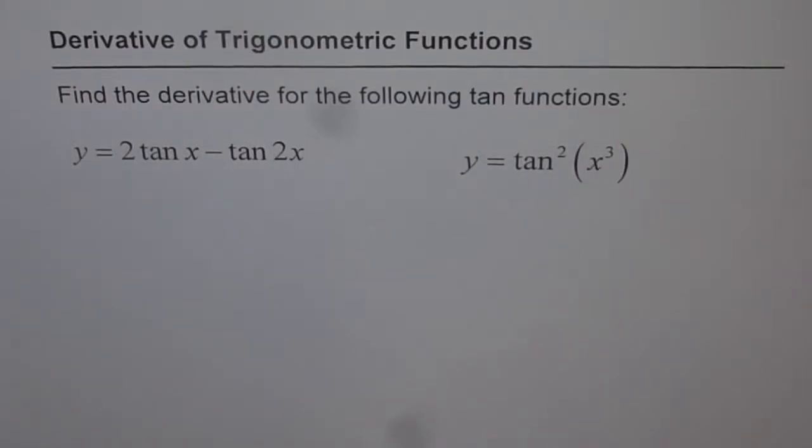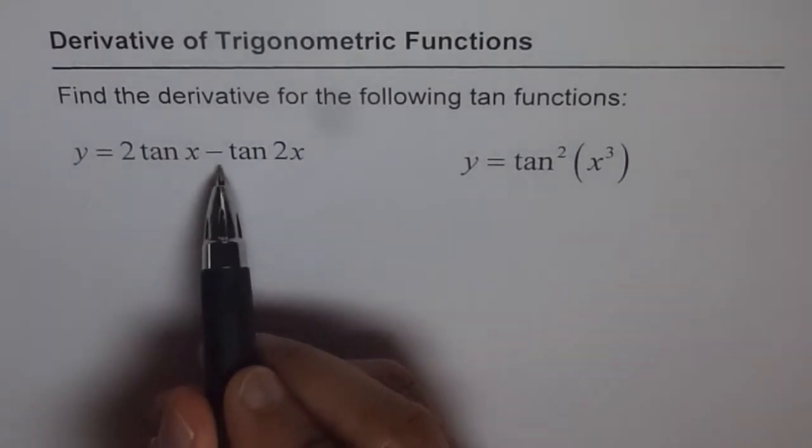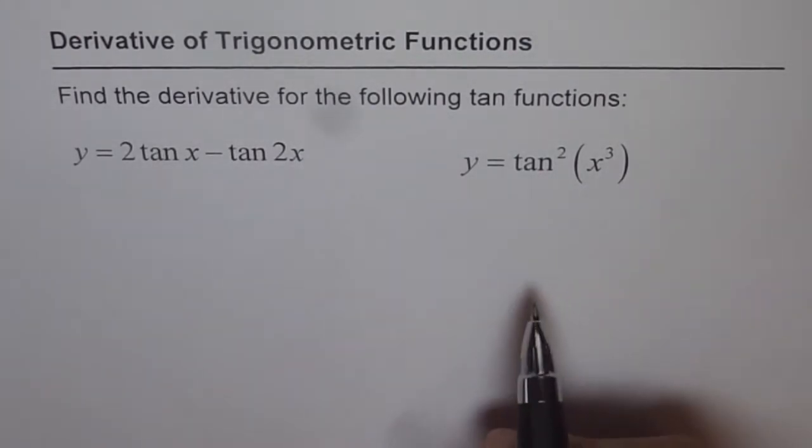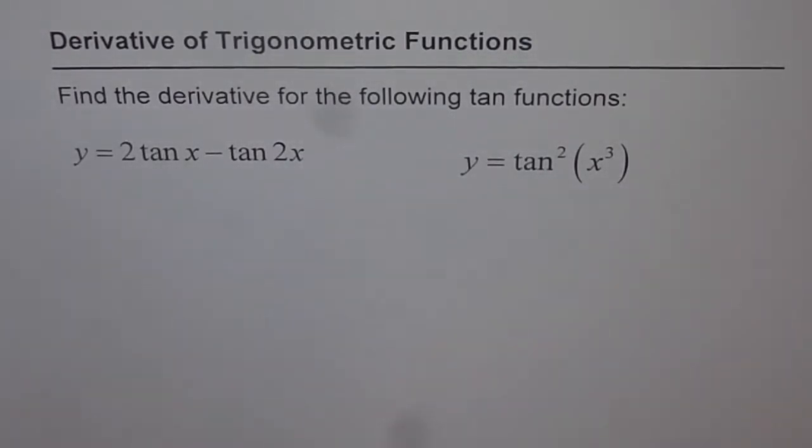Derivative of trigonometric functions. Find the derivative for the following tan functions. y equals 2 tan x minus tan 2x, and y equals tan squared x cubed. You can pause the video and solve these questions and then look into my suggestion.